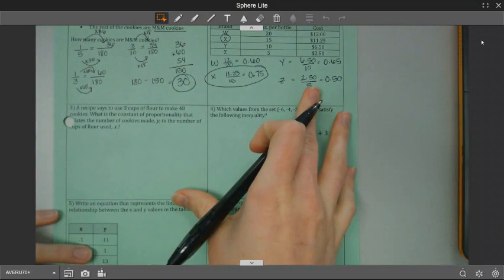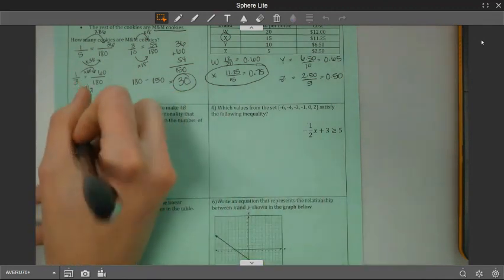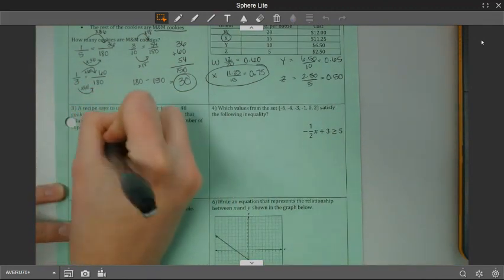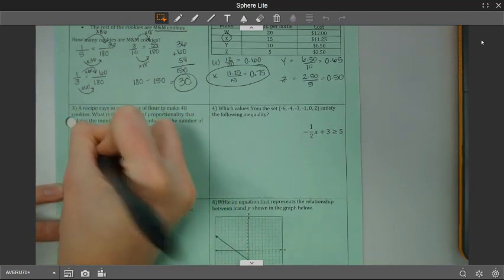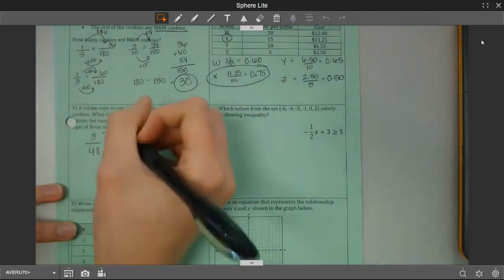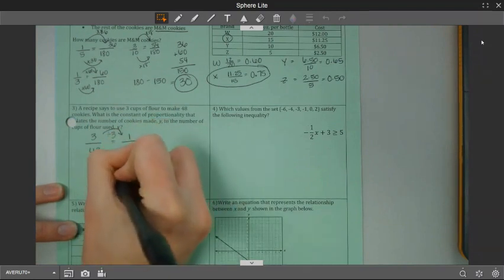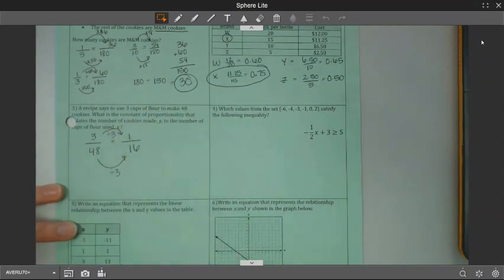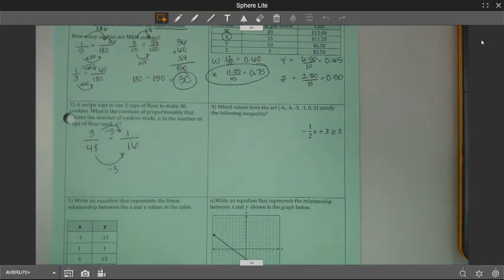A recipe says to use 3 cups of flour to make 48 cookies. What is the constant of proportionality that relates the number of cookies Y to the number of cups of flour used X? So really, I just want to know how many cookies I can get out of 1 cup of flour. So to go from 3 to 1, I divide by 3. So down here, I will also divide by 3. 48 divided by 3 is 16. So for 1 cup of flour, you get 16 cookies.